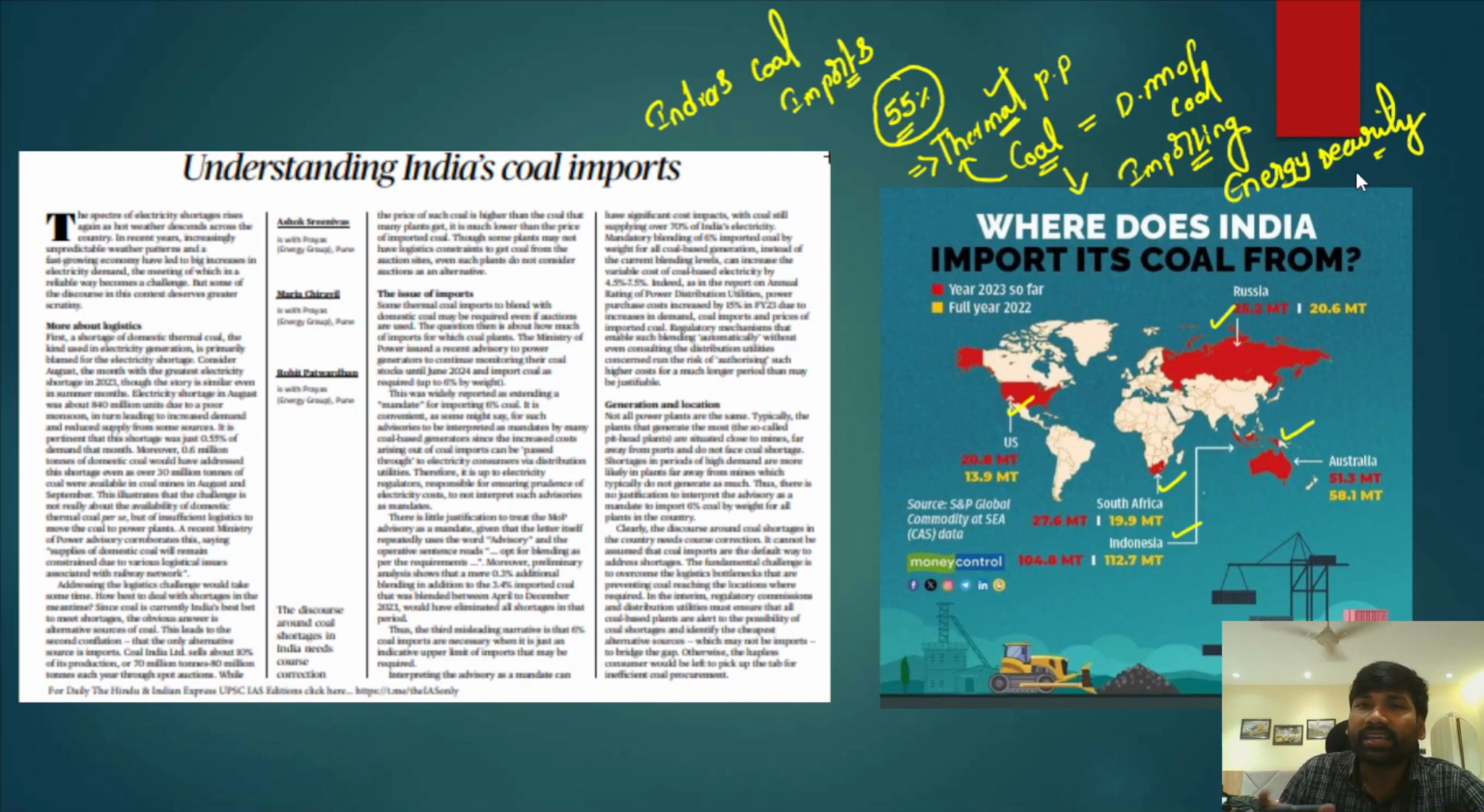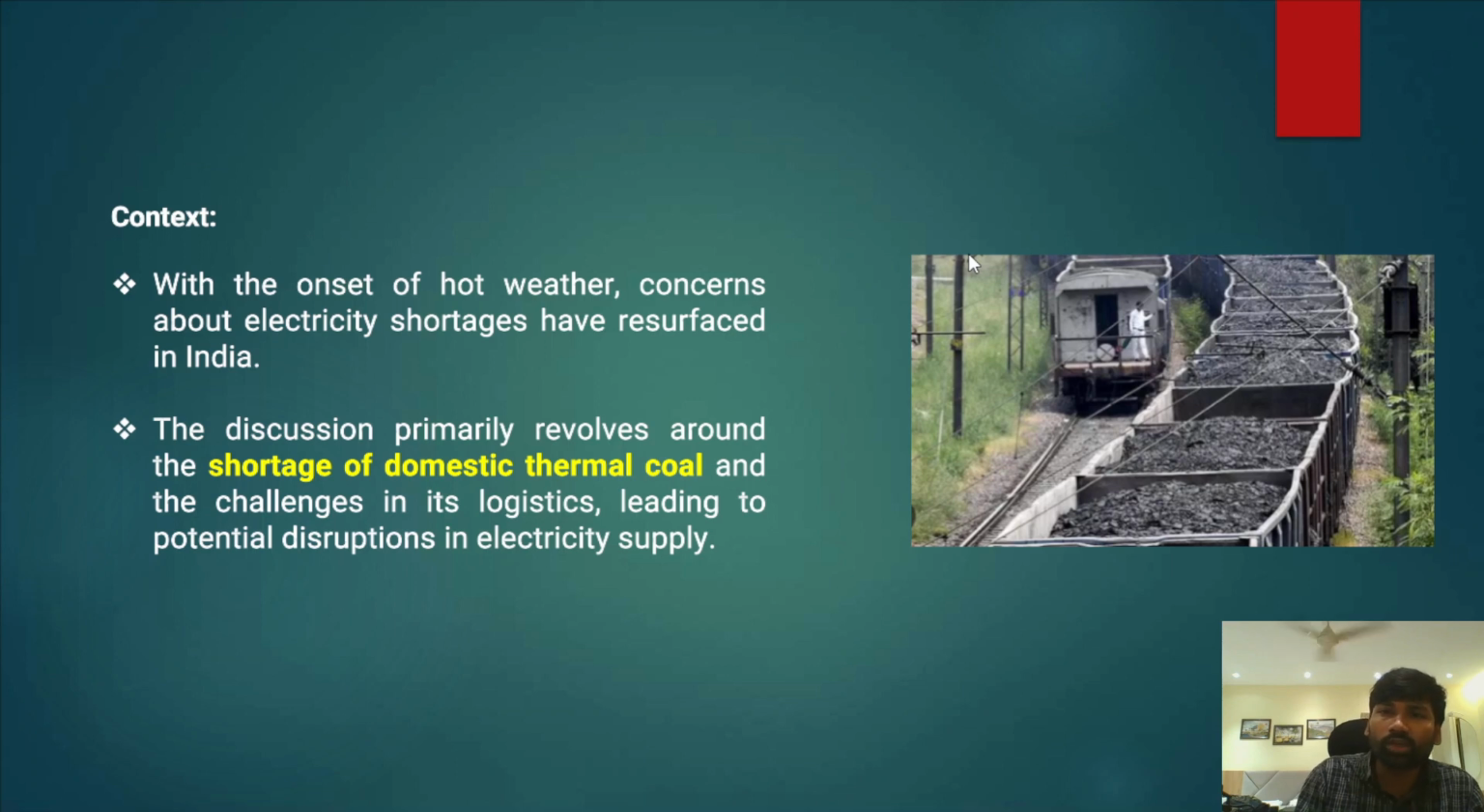However, the increasing import of coal would have an impact on the consumers by increasing the electricity cost. So in this context, the author has been looking at India's coal imports in a multi-dimensional manner, and we will understand what the author has been trying to convey. So what is the context? The context is, with the onset of hot weather, the concern about electricity shortages has resurfaced in India recently. Now in summers, during hot weather conditions, what happens?